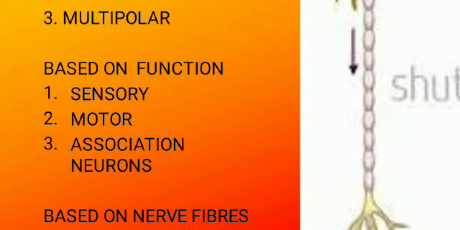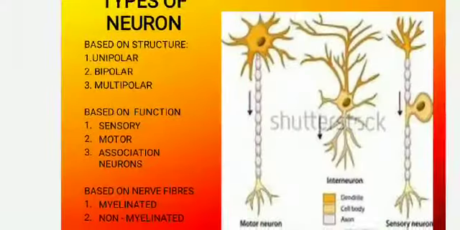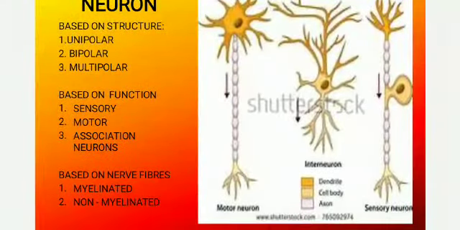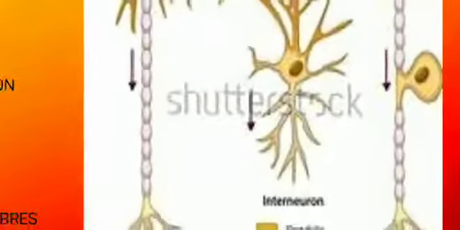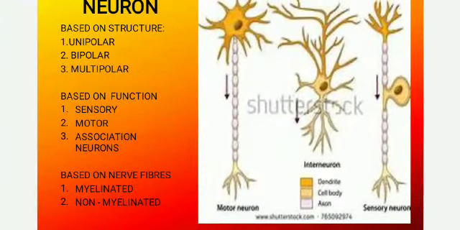The sensory neurons carry the impulses from the sense organs to the central nervous system. So that is the sensory neuron. What is the use of the motor neuron? It carries the impulses from the central nervous system to the effector organ, and that's called motor or efferent neurons. And association neurons conduct impulses between the sensory and motor neurons. It helps for both. That is why it's called association neurons.